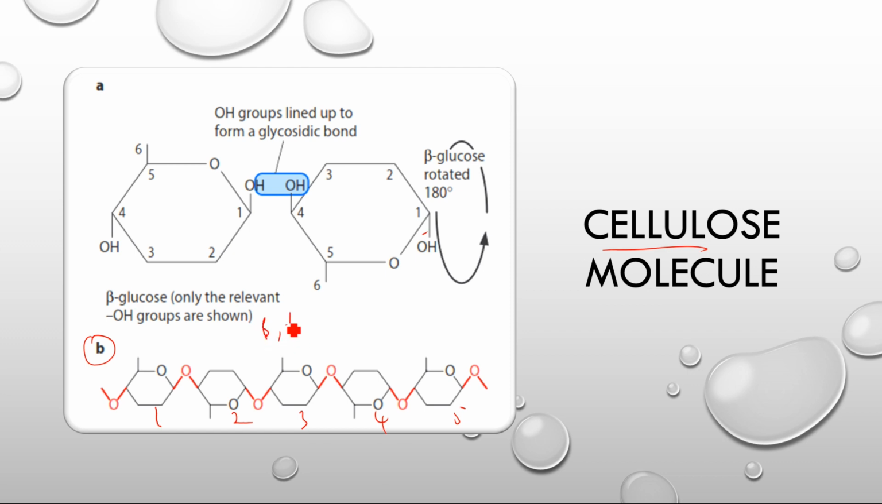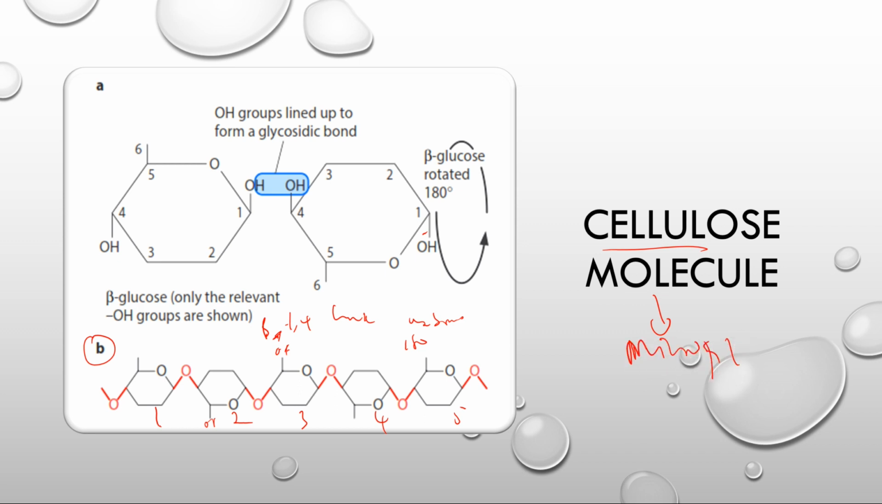Beta 1,4 links, they're unbranched, and there's a rotation by 180. That rotation, like I told you, projects OH in different directions. So unbranched beta glucose molecules linked by beta 1,4 glycosidic bonds make up the cellulose molecule. Do you get? And then many molecules linked by hydrogen bonds give us the fibril, the microfibril.